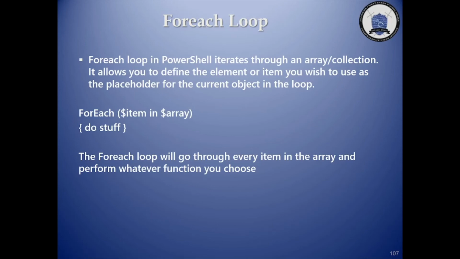Alright, so now we're at the last loop I'm going to cover, which is for each loops. So for each loops in PowerShell are used to iterate through an array. They will allow you to define the element or item you wish to use as a placeholder for the current object in the loop. So here we've got a little bit of syntax: for each item in array, and then do stuff, whatever you want to be done to those items. So the for each will go through every item in the array and perform whatever function you choose. I'll go ahead and show you guys a little bit more in detail in the next slide.